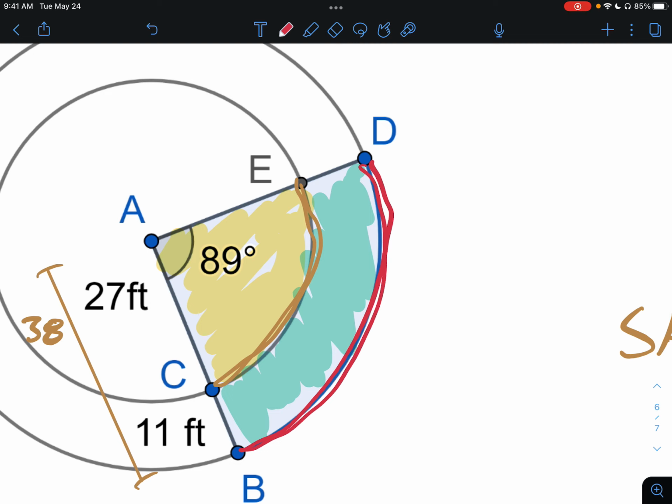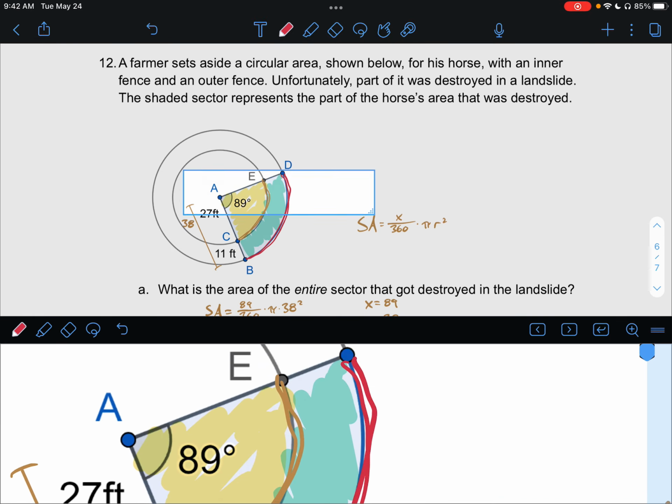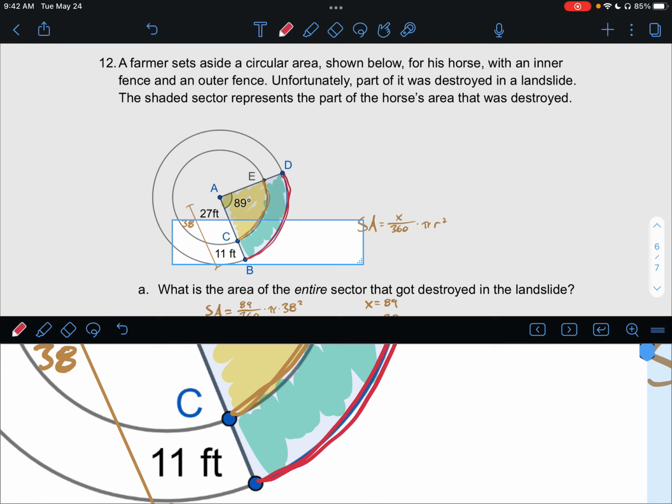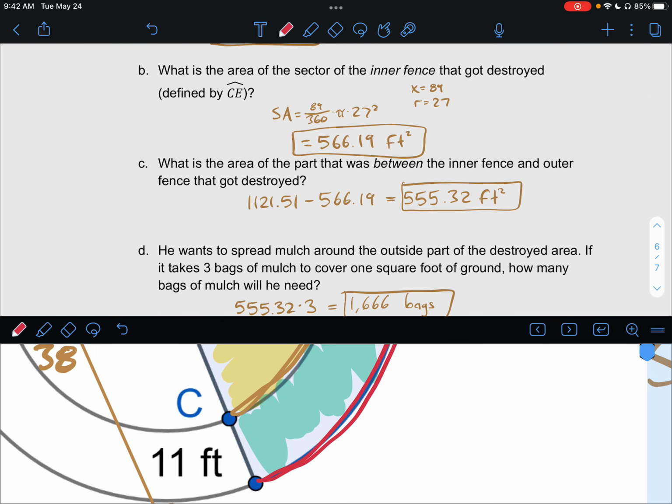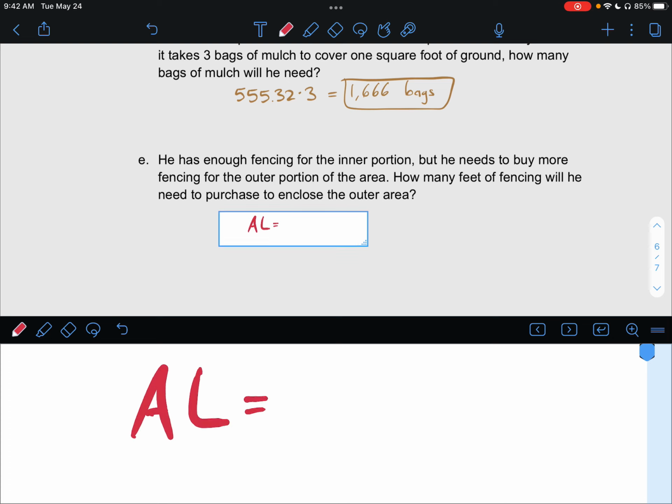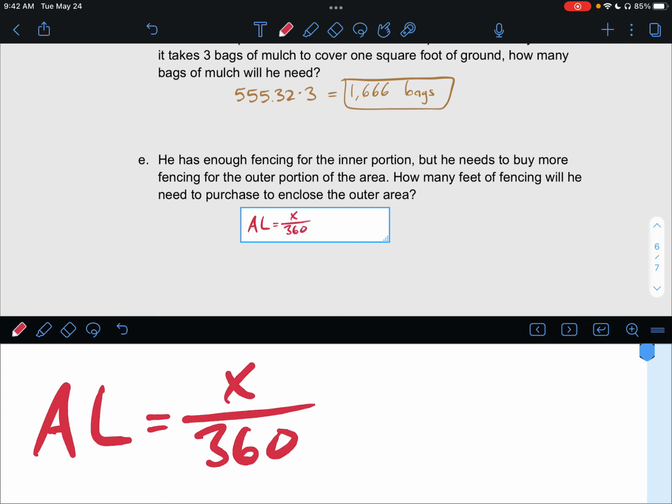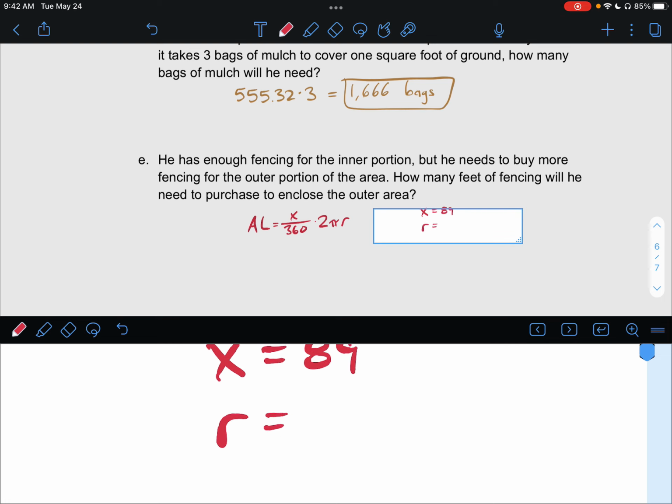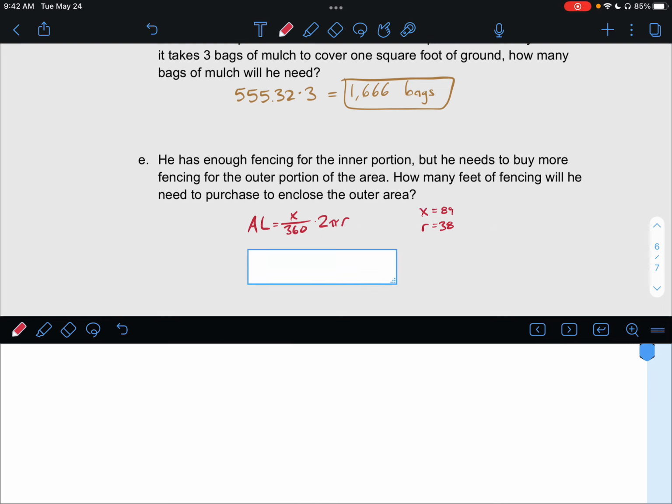So that's just going to be the arc length formula. We just need to figure out how much fence he should be purchasing to cover that part. And it looks like our R is going to be 38 again, because it would go from the center all the way out. So that is 38, not 11. I saw some people using 11 here. But it is going to be the 38, and we're using the arc length formula. Arc length formula is x over 360 times 2 pi r. And as we said, x is still 89. R is the 38 now, and I'm just plugging this into my arc length formula.